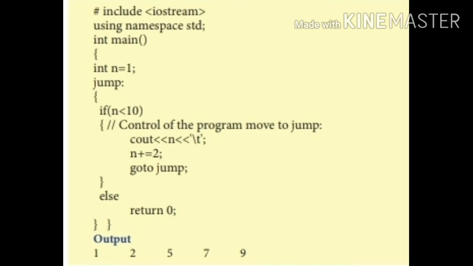In this example program, we use backward jump goto statement. Here jump is the label and then declare goto jump. Okay. The aim of this program is to display the first 5 odd numbers using goto statement. If n is less than 10, goto transfers the control to the jump label. If n is greater than 10, the control comes out of the loop.